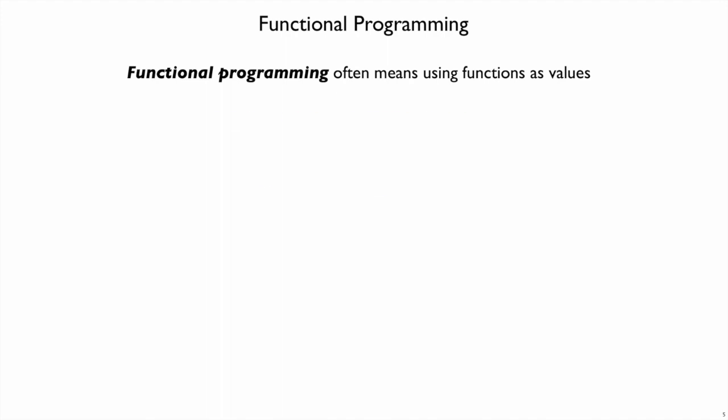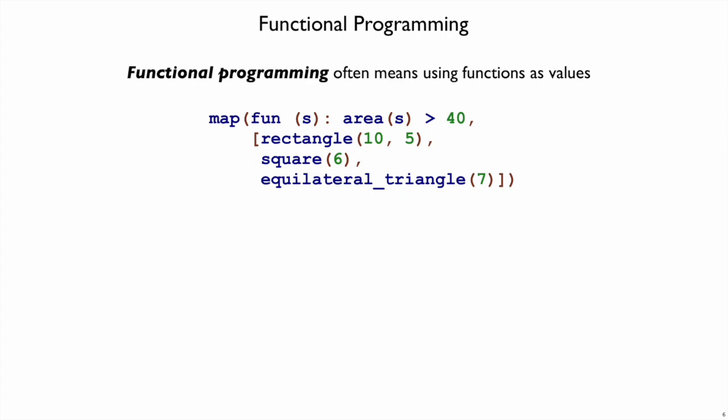Sometimes when people say functional programming, it's more about using functions as values to implement different programs. For example, here I'm using a function that takes a shape S and checks whether its area is greater than 40 and passing that into map to work over a list of shapes. The alternative here would be perhaps procedural programming, something like C, where you don't have function expressions that you can nest and capture variables from the lexical environment.